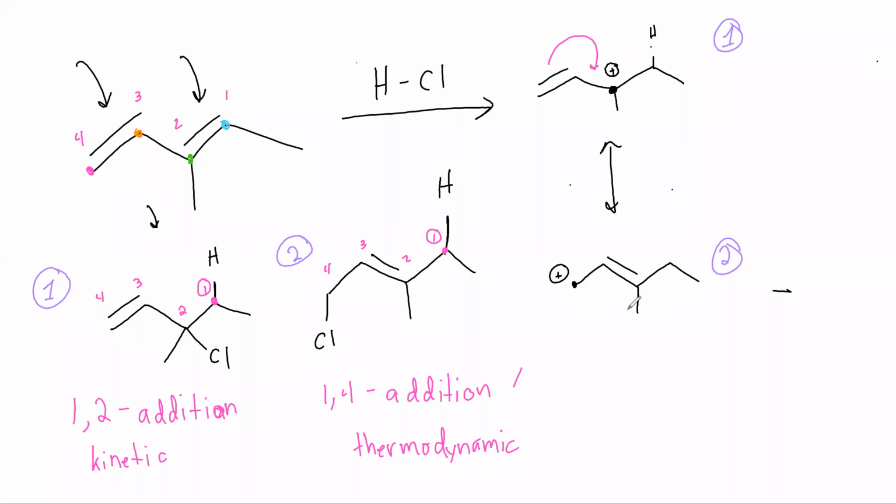And the reason why the 1,2 product is the kinetic product is because usually you're not going to have to go through this whole process of becoming the other resonance structure. But overall, the 1,4 addition product is going to be more stable because it's going to be less sterically hindered, like over here with this chlorine. Okay?